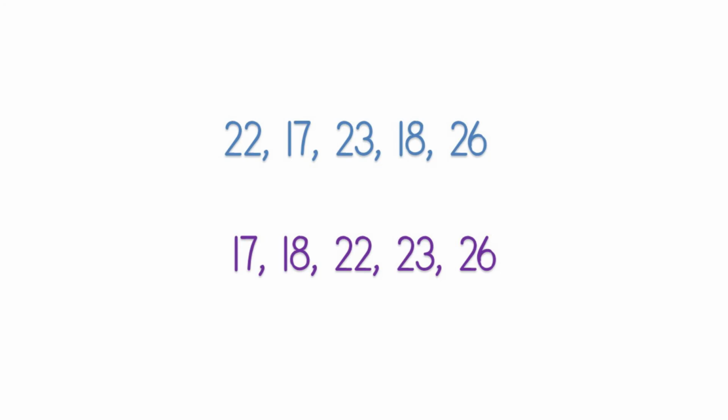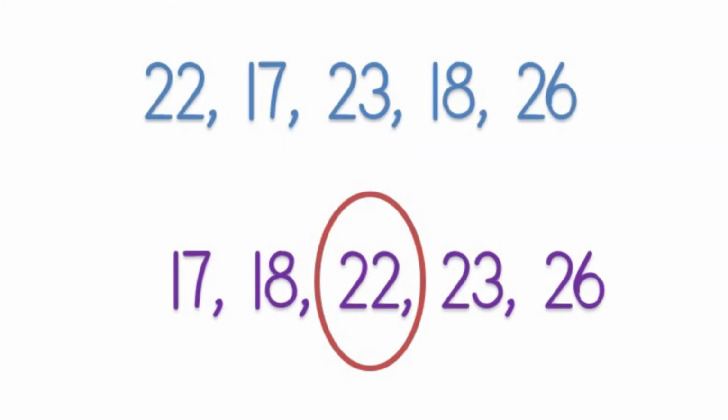Remind them that in order to find the median, they must first arrange the numbers from the least to the greatest, as indicated in the second group of numbers. The number in the middle, which is 22, is the median.